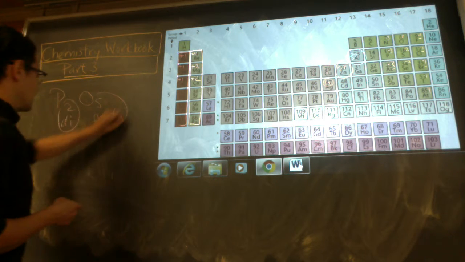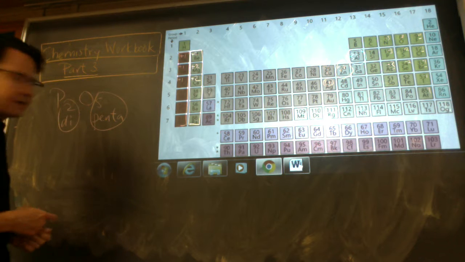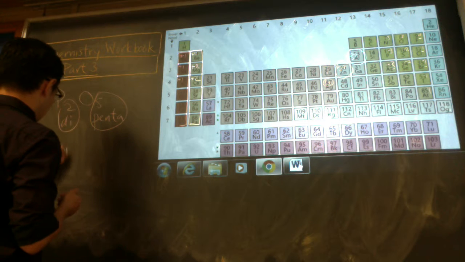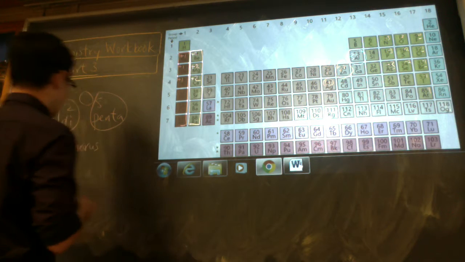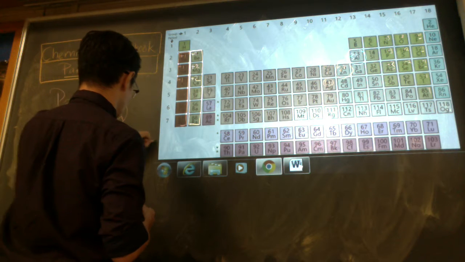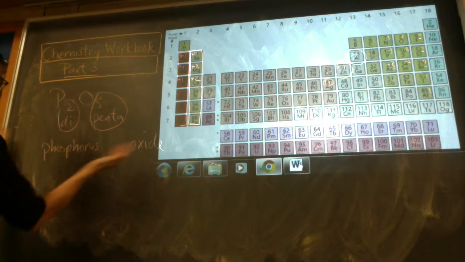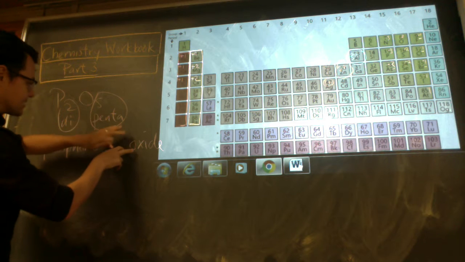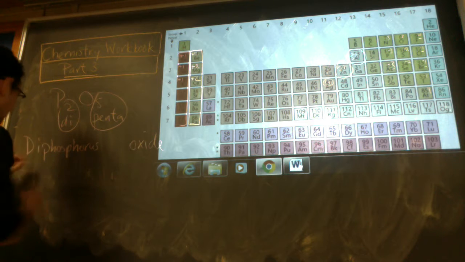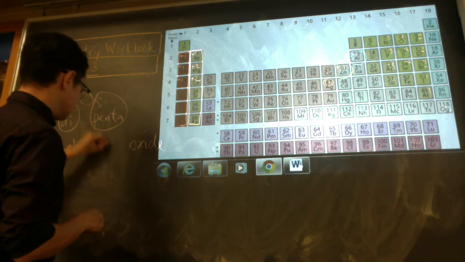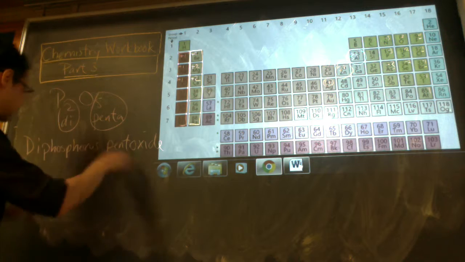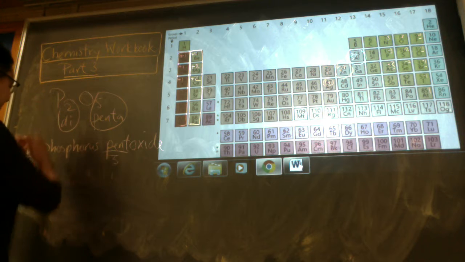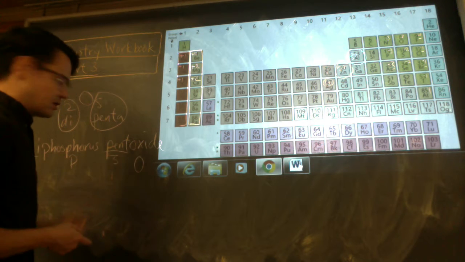Okay. The number gives us the word beginning. Then we take phosphorus and oxide, and we combine them together. We say di, phosphorus, pent. Because it's two vowels, we just say pentoxide. So diphosphorus pentoxide. The di is the 2, the pent is the 5. Phosphorus is P, oxygen is O.